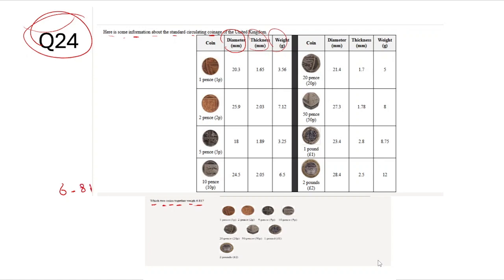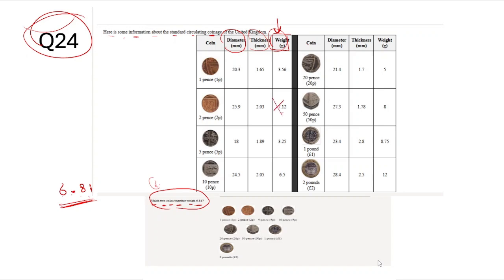6.81? Here you want to ask: you have two coins, and if you add them together, the total weight is 6.81. So let's see here, for the column weight. Let's say I have here 3.56, I have here 7.12. What I need is 6.8.